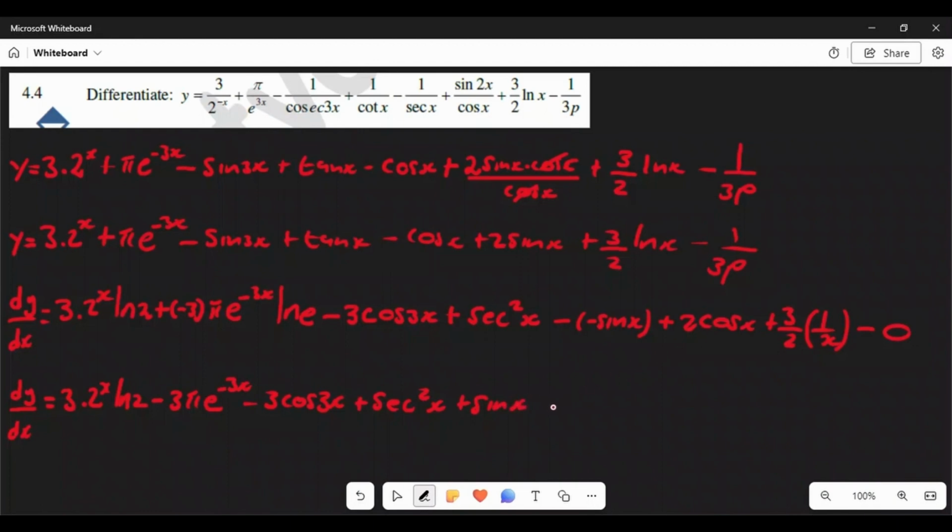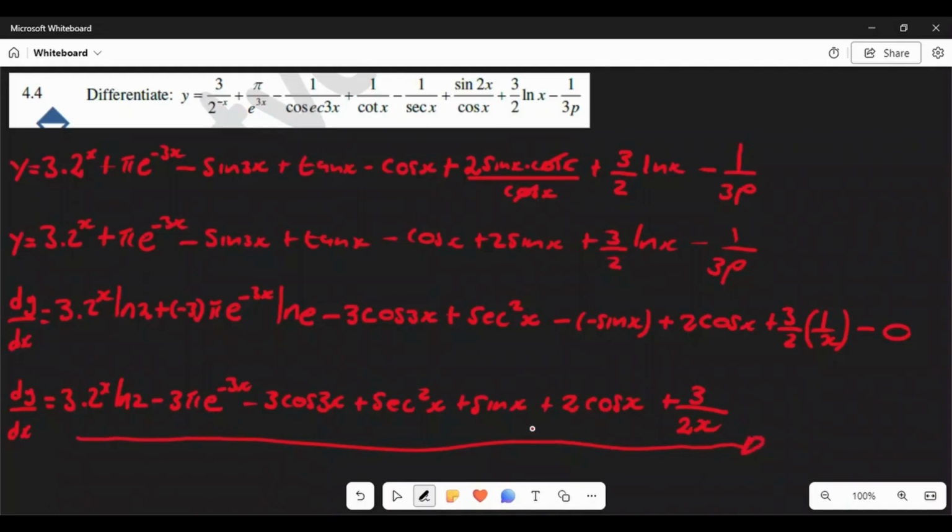And then this one is going to be plus 2 cos x. And this one we're going to have 3 multiplied by 1 is going to be 3, and then on the denominator we have 2 multiplied by x is going to be 2x. Then you leave it like that, even if you don't continue, because the last one is 0. Then you look for the like terms. If there's no like terms, so this is our final answer.